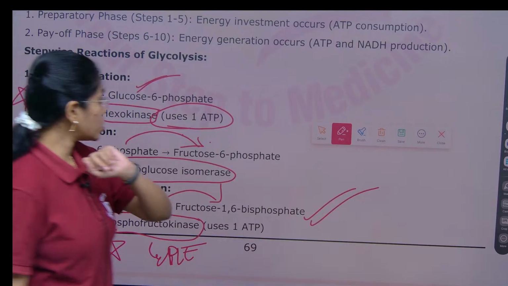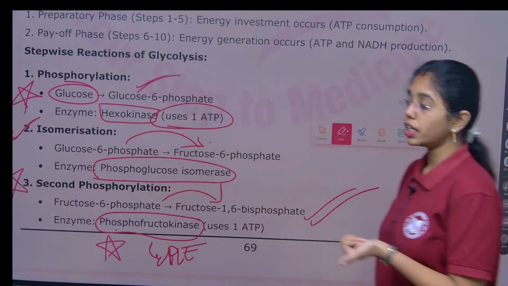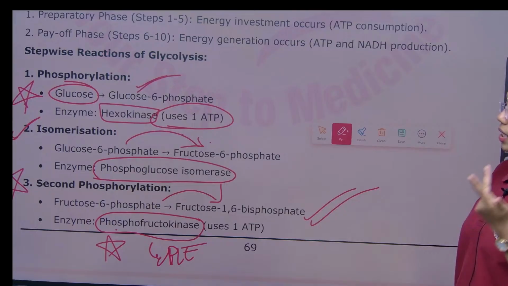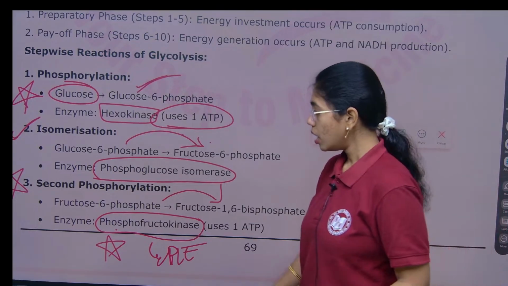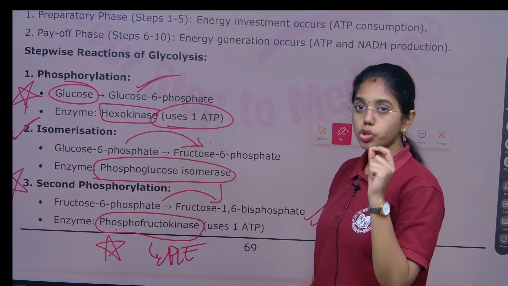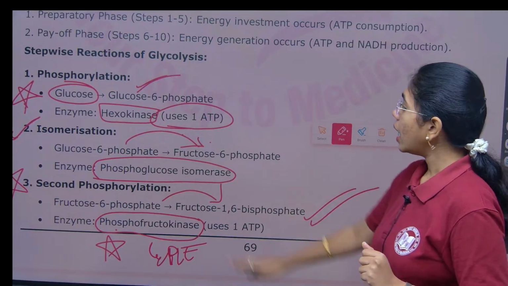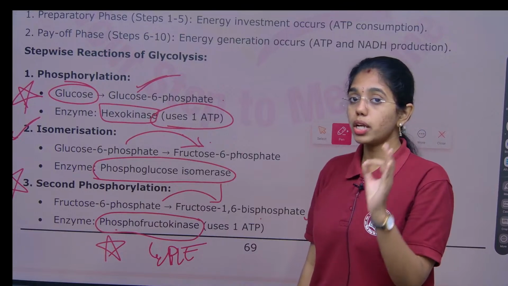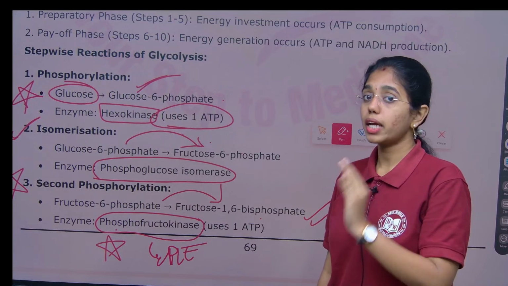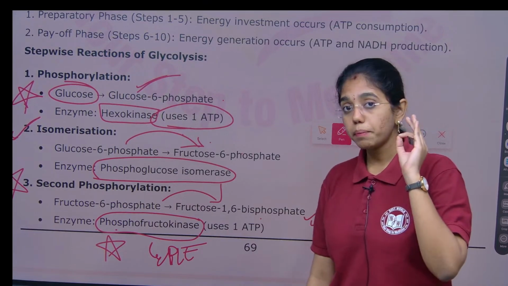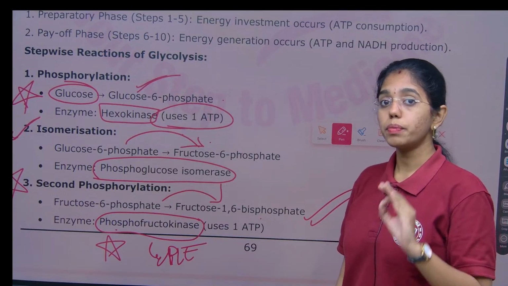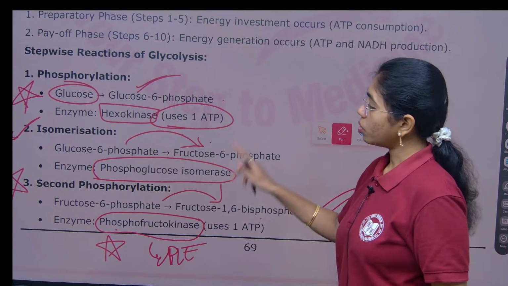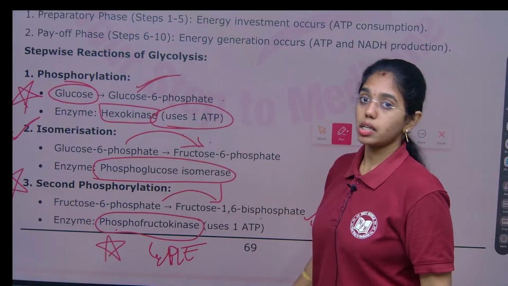So, the first 3 steps are clear. First is phosphorylation, second is isomerization, and third is second phosphorylation. The enzymes of each step must be noted, and the products should be highlighted. This enzymatic machinery is important, and again I am telling you, this is a major hotspot concept for both NEET and MCET. So, look into it with major interest and go through it.